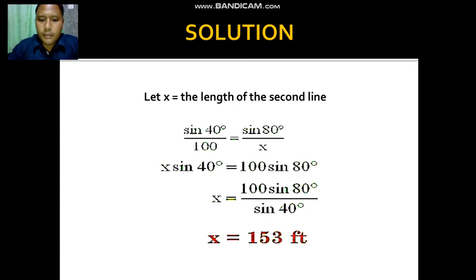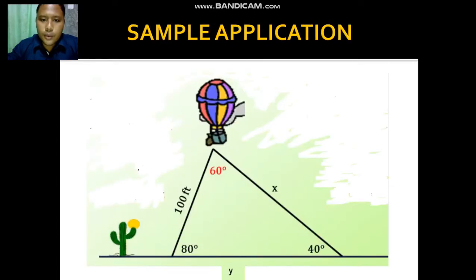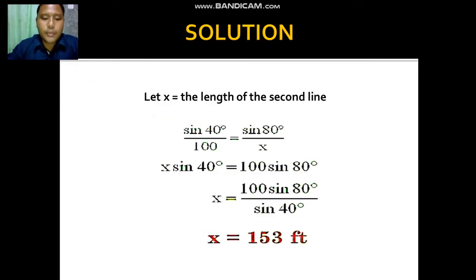Before arriving at the solution, we need to decide the values for alpha, beta, and gamma, and with the sides a, b, and c. After deciding the values for these variables, we can proceed to the solution. As you can see in the solution, we have decided already that alpha equals 40 degrees and side A equals 100 feet. Then we can also see that beta equals 80 degrees and side B equals x, the unknown.